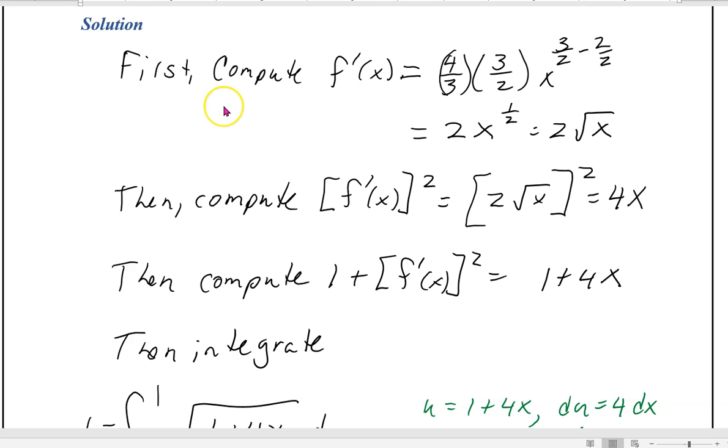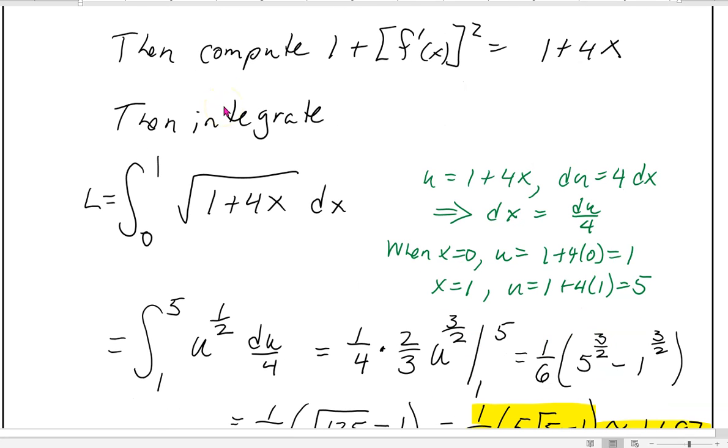Now we put it into the integral itself. This brings us to the integral from 0 to 1. Notice the limits of integration match the interval over which we're trying to find the arc length. Then we have the integral of 1 plus 4x dx.